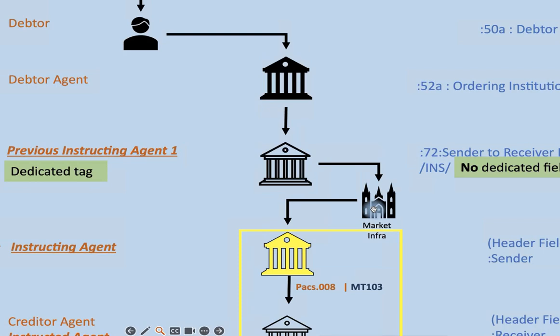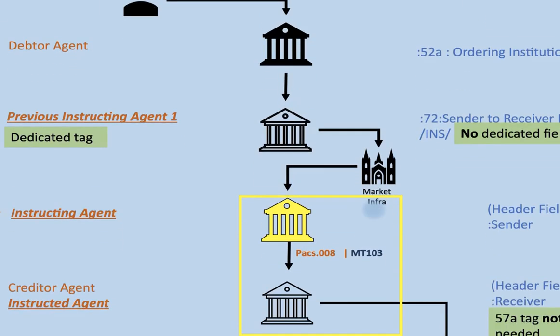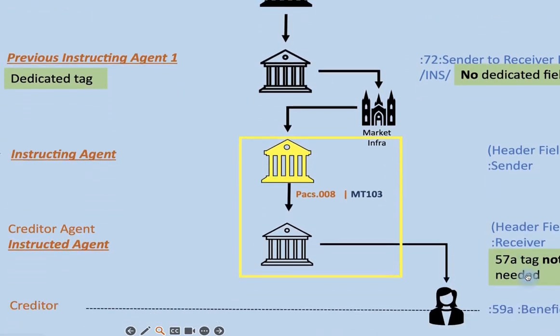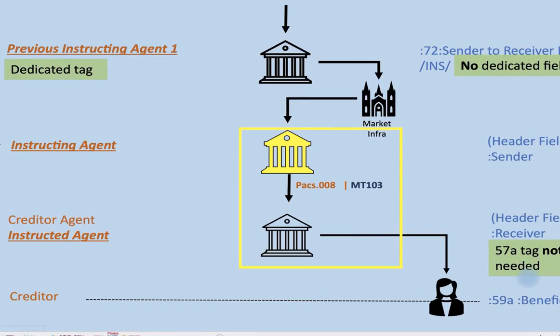While other fields change, it is kind of the same: the instructing agent will be the bank which is sending it and the instructed agent will be the one receiving it. The same information is there in the header, sender, and receiver. The one difference is that in MT it was not mandatory to give 57A, the creditor bank, in case it is the last bank. But in MX it is there and it has to be given. Although the other fields remain very much the same.